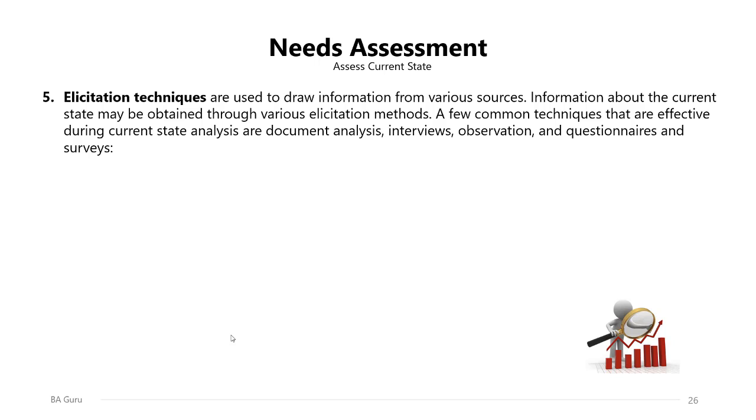Elicitation techniques that can be used as part of the assess current state process are usually used to draw information from various sources. Information about the current state may be obtained through various elicitation methods, and a few common techniques that are effective during current state analysis are document analysis, interviews, observation, questionnaires, and surveys.